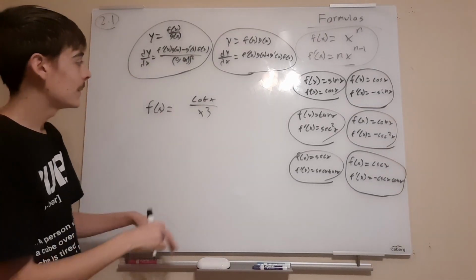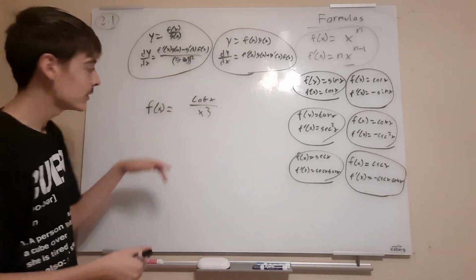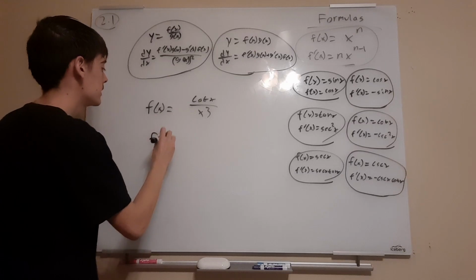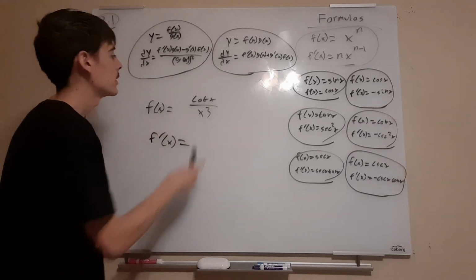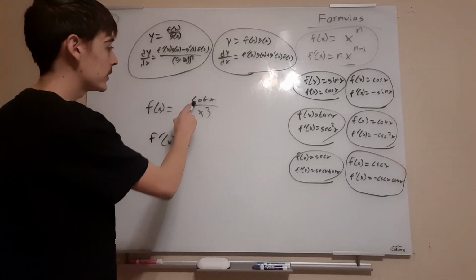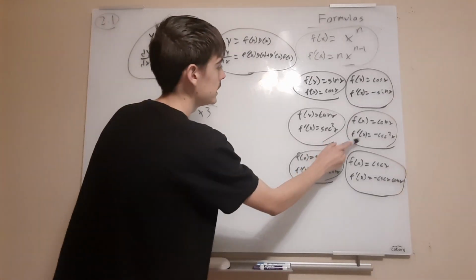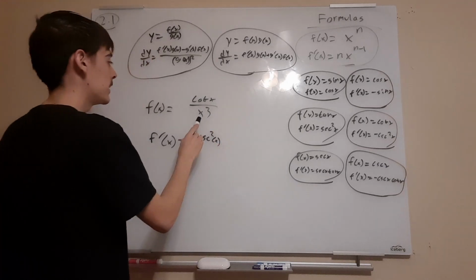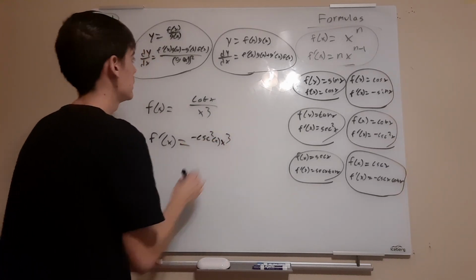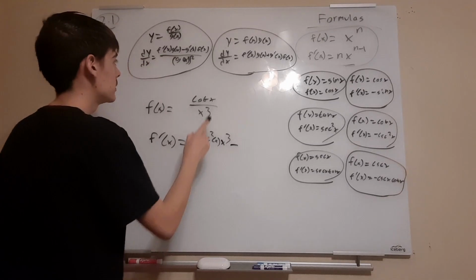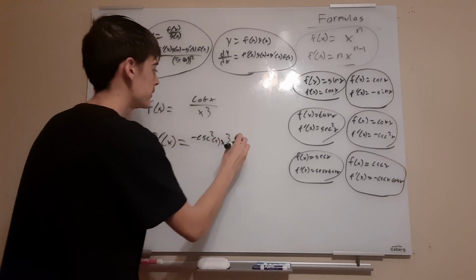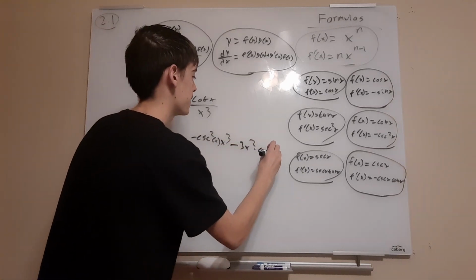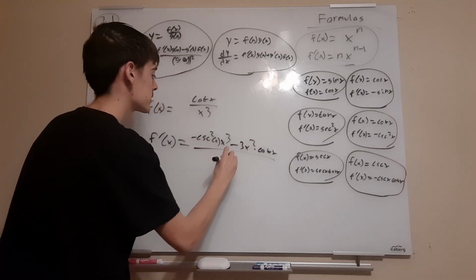Okay, let's have a bit more fun with some more interesting terms. So f of x equals cotangent x over x cubed. Taking the derivative of this, we're going to first take the derivative of cotangent x, which we know is negative cosecant squared x. And then multiply by the bottom, so multiply by x cubed. We're going to subtract the derivative of the bottom, so that's going to be 3x squared, multiply by the top, all over the bottom squared.